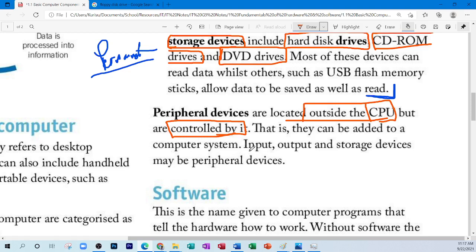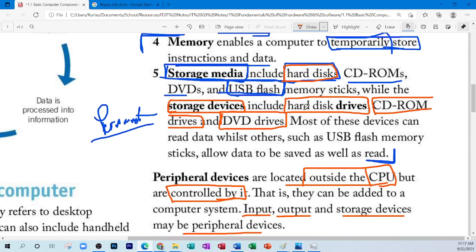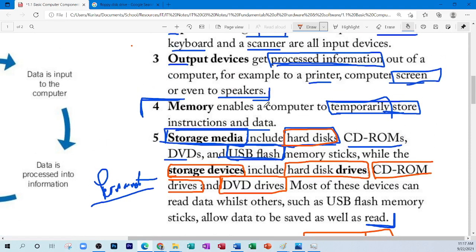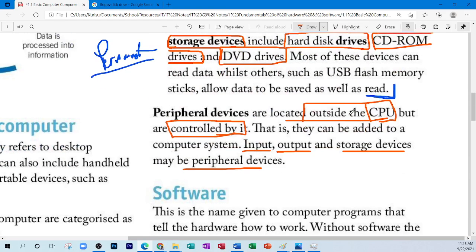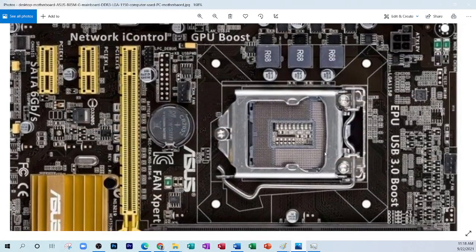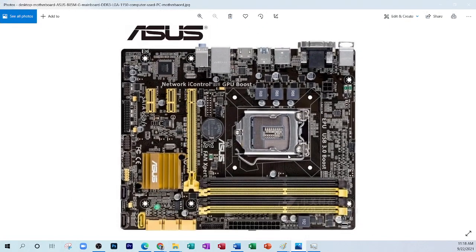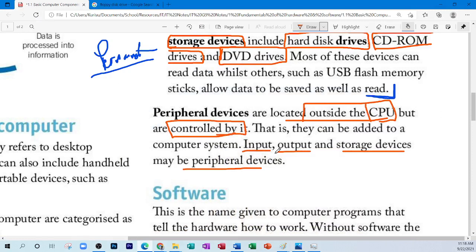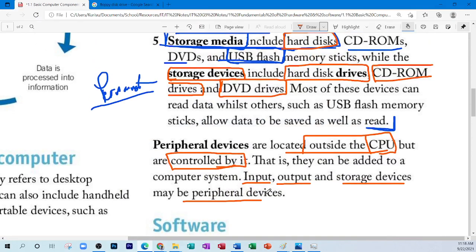So notice it mentions here also input, output, storage devices. They can be considered as peripheral devices. So your hard disk, your CD-ROM, your DVD, your flash drive, your keyboard, anything that you connect to your computer. Once it is not inside of the CPU, this area here, it can be considered a peripheral device. It's just another term to refer to devices, calling them peripheral devices.